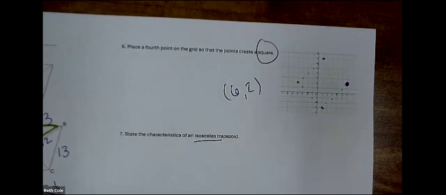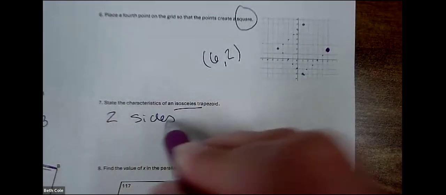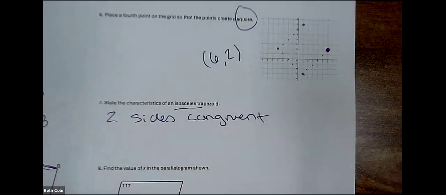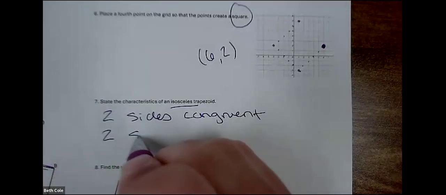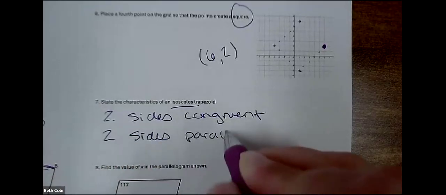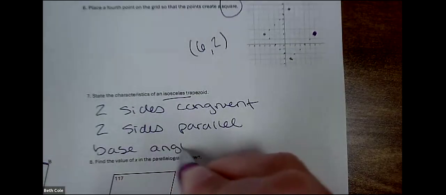All right, isosceles trapezoid. That's the one that we just looked at in number 5. So you have two sides congruent. Those two opposite sides are congruent. That's what isosceles means. You have two sides parallel. The top and the bottom were parallel. And then the base angles were the same. Remember we had the 109 and the 109 and then the 71 and the 71. Your base angles are congruent.